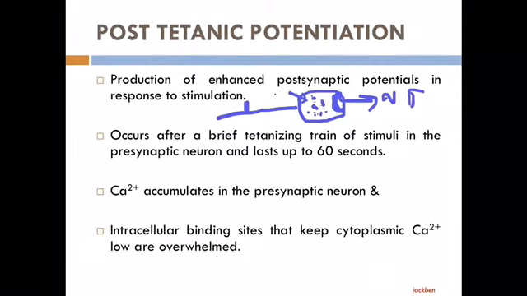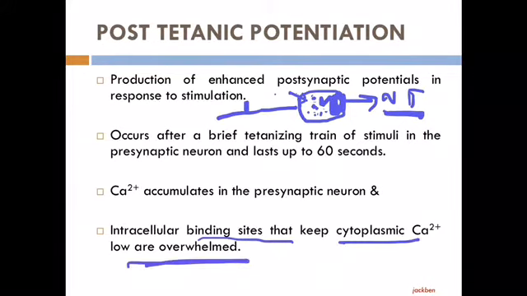Now, the free calcium will be present, and this free calcium will attach the vesicle to the synaptic membrane and release the neurotransmitter. So, that is the meaning of intracellular binding sites that keep cytoplasmic calcium low. They are overwhelmed, and there will be more and more availability of free calcium to release the neurotransmitter. That is called post-tetanic potentiation.